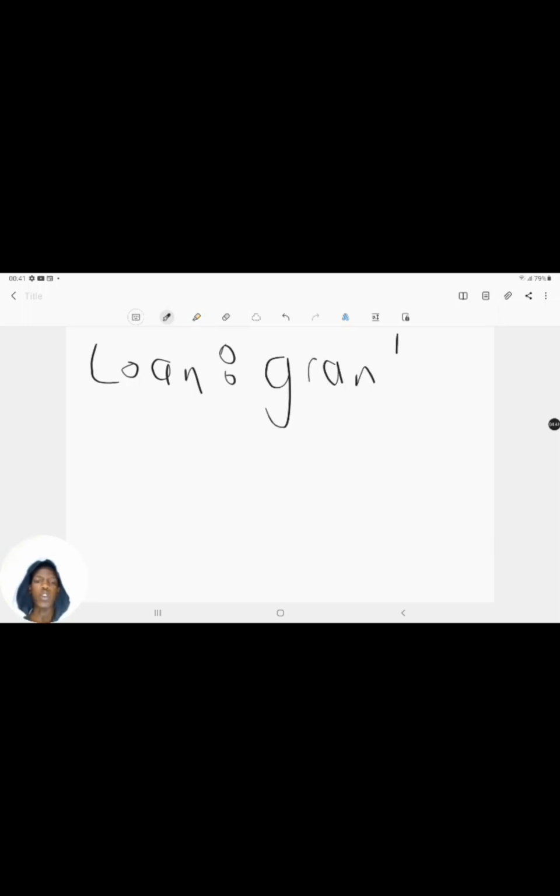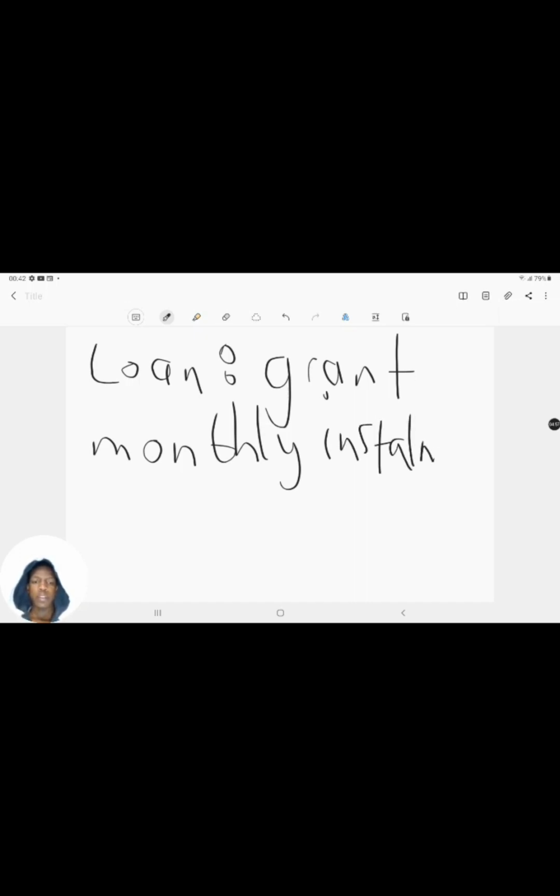And usually you will have to repay the loan in the form of monthly installments. Now usually how this works in real life is that you will pay your first monthly installment at the end of your first month. At the end of the first month, that's when you pay your monthly installment.